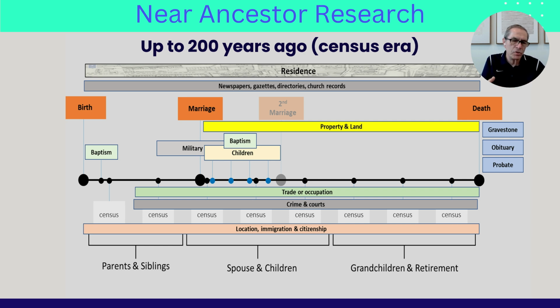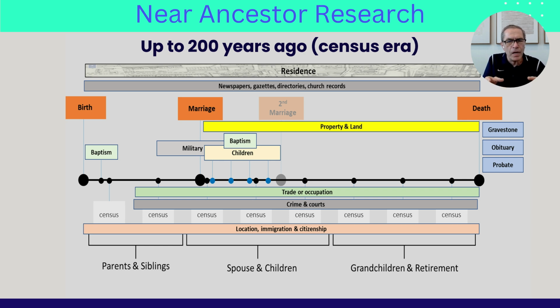The first British census, or English census, I would say, was in 1841, so that's almost 200 years ago. And we can use these censuses that appear every 10 years as the backbone to our research, because that will give us the location, immigration, citizenship, all those kind of things on a census. They'll give us siblings, spouses, children, and even grandchildren. So we can build on top of that. We can lay on the vital records, which are birth, marriage, and death.